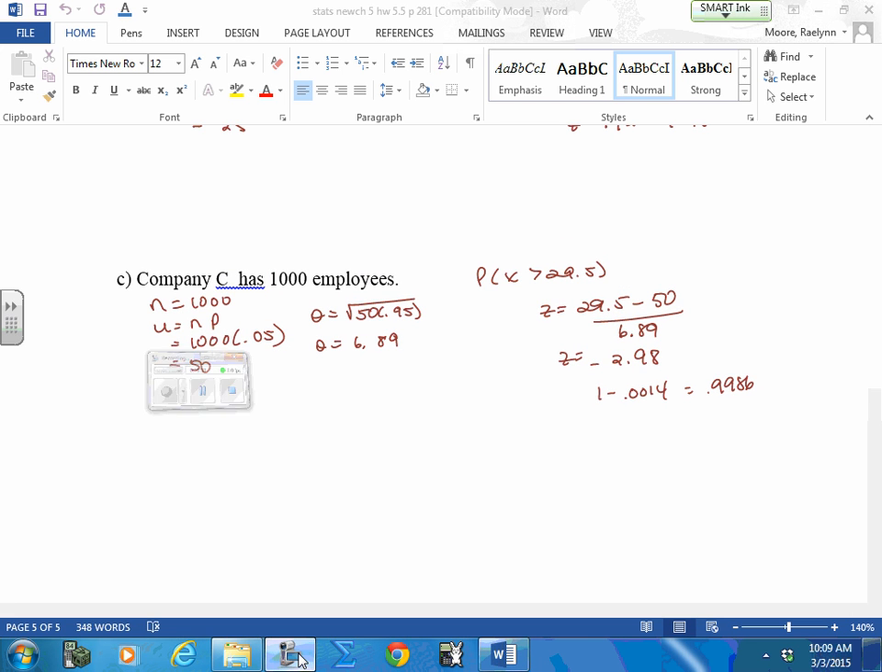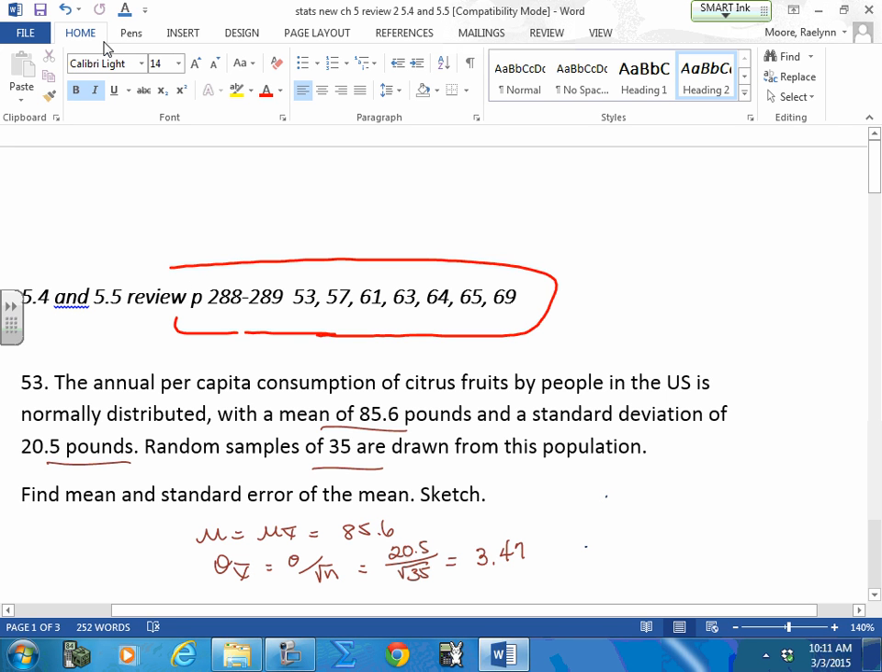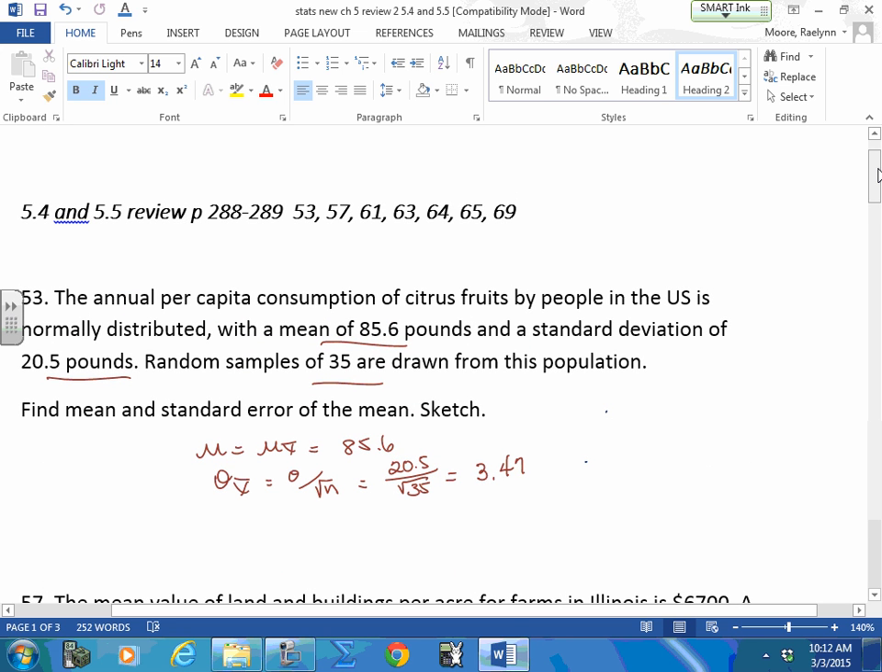Any questions on this at all? This is for your review, so write this down. And let's go through the first one. On page 288, guys, take a look at number 53. This is just going to ask for the mean and the standard deviation of your sampling mean. And then we can sketch.